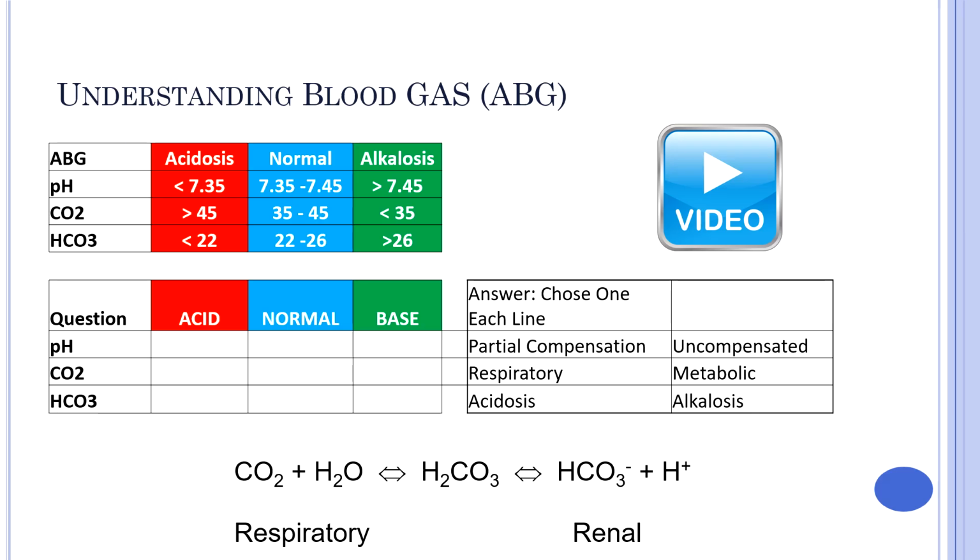For bicarbonate, you just have to remember that it's 22 to 26. And again, that includes 22 and 26. So if you can draw this little chart right here for the ABGs for acidosis, normal, and alkalosis, including the numbers, this will help you to determine what's going on with the patient.